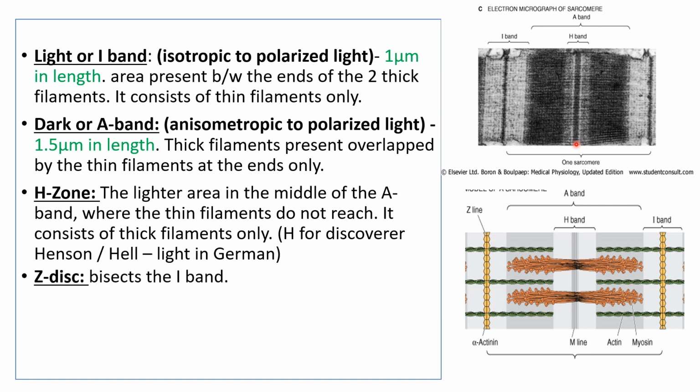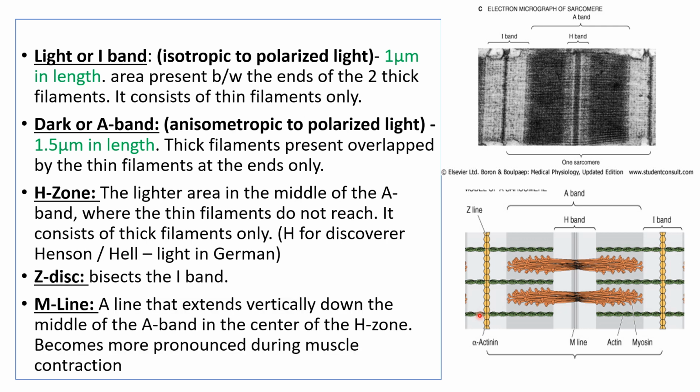And then we have the Z line, which bisects the I band. You can see it here. It helps in the attachment of these I bands, and they represent the repeating contractile unit in the skeletal muscles. The M line is present in the center, the dark line which is evident in the center of the sarcomere, and it includes proteins that appear to be critical for the organization and alignment of the thick filament of the sarcomere.